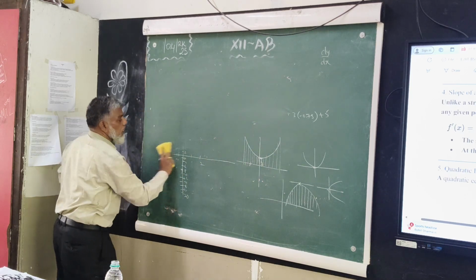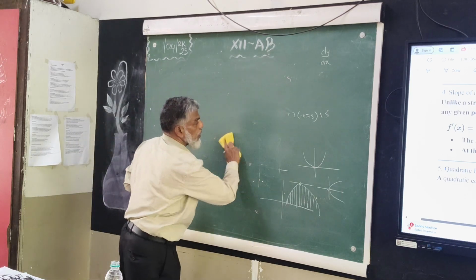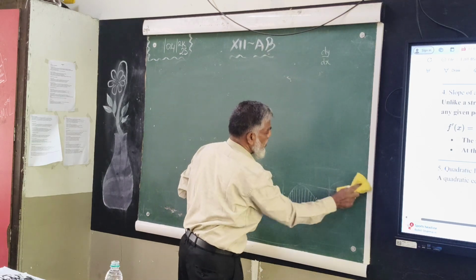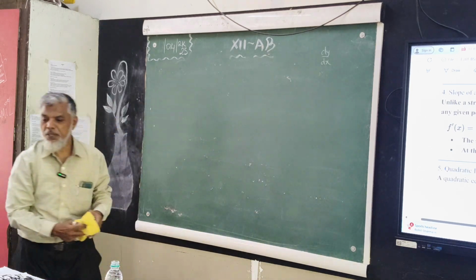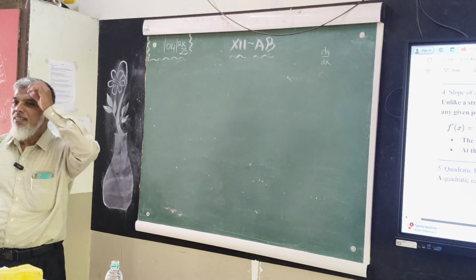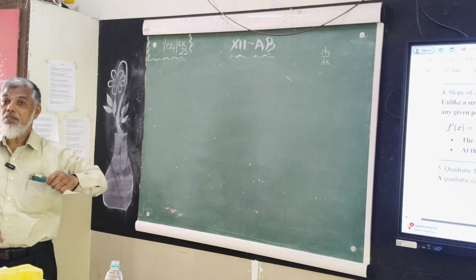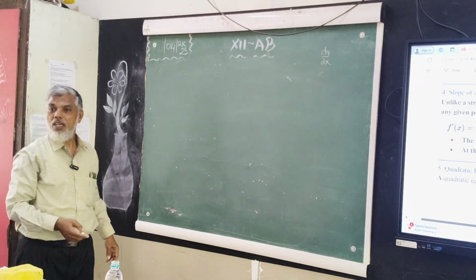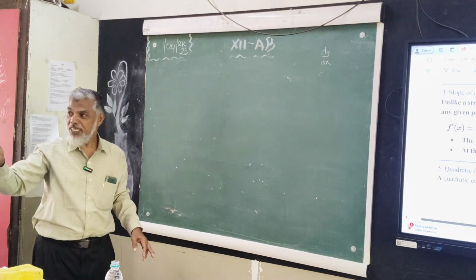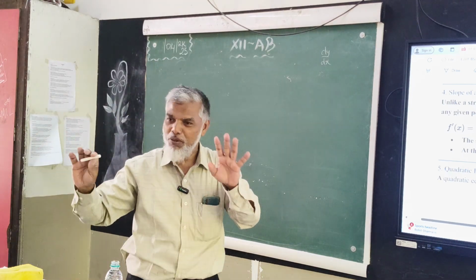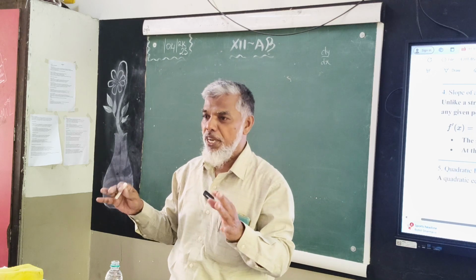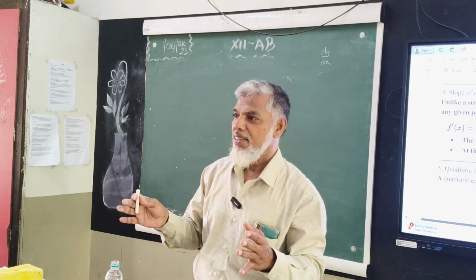What is the question I asked? What is dy by dx? Tell me. I am asking the definition. What is dy by dx? It is a slope of the tangent. Slope of the tangent is the correct answer. Why is it a slope of the tangent?